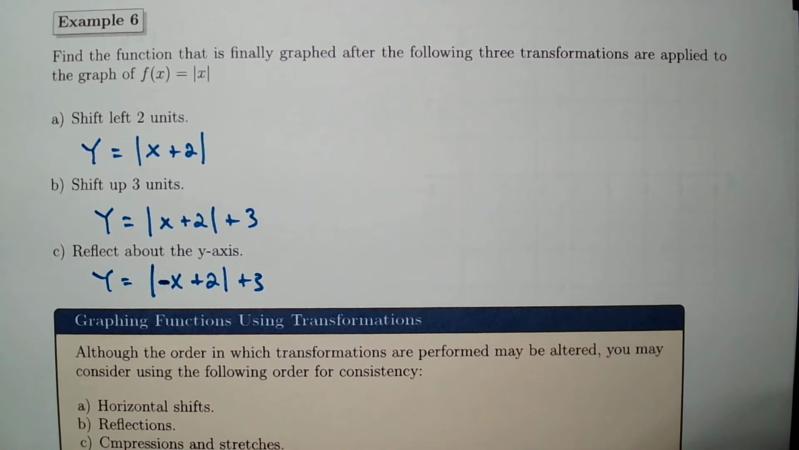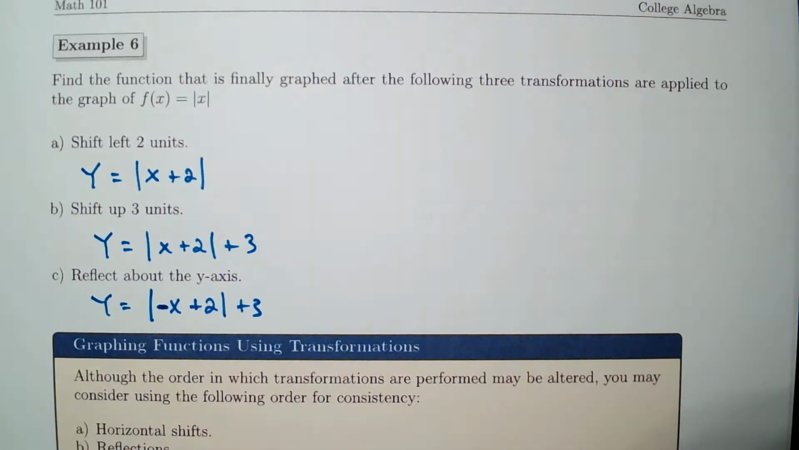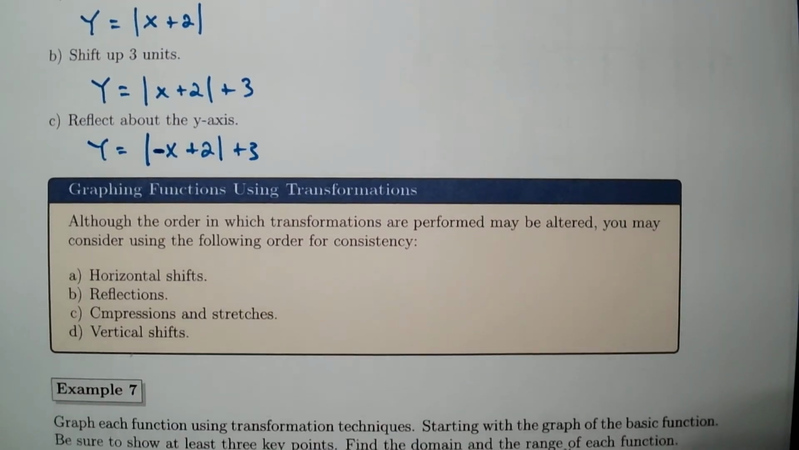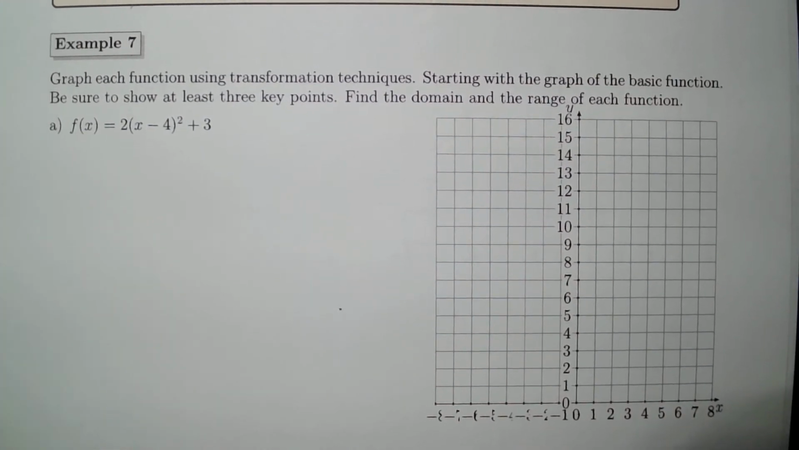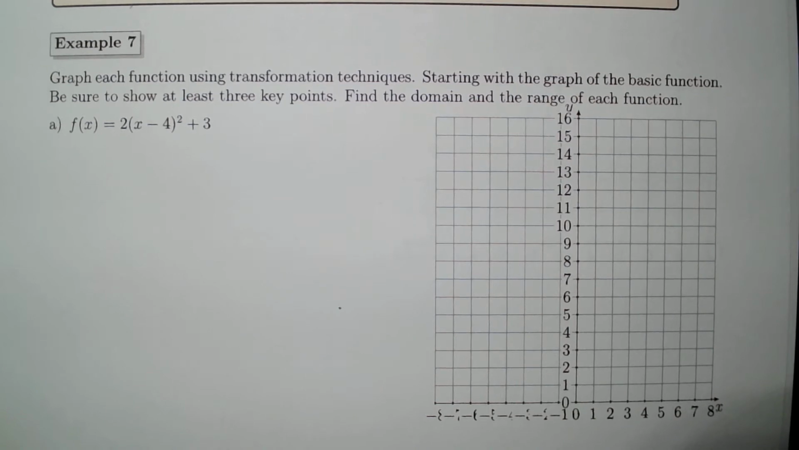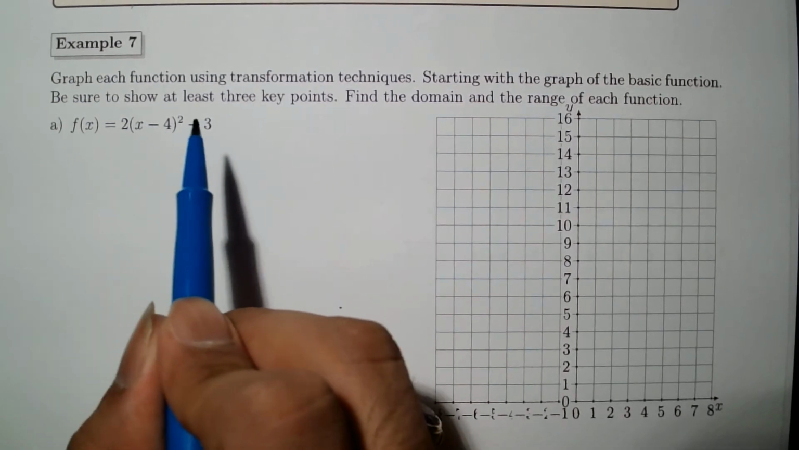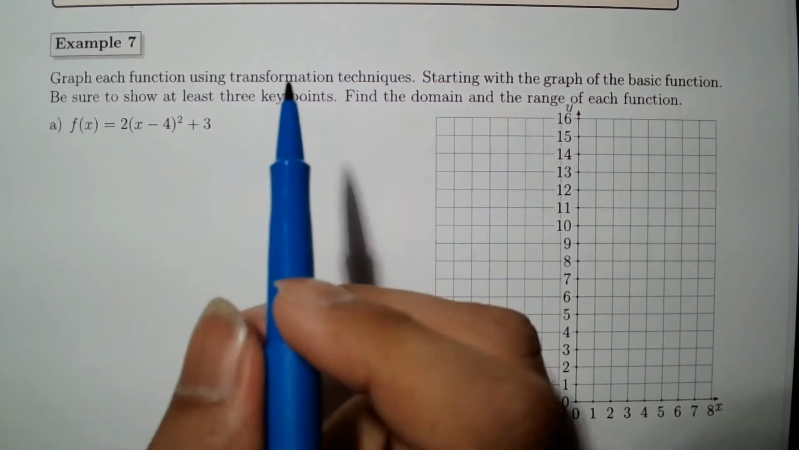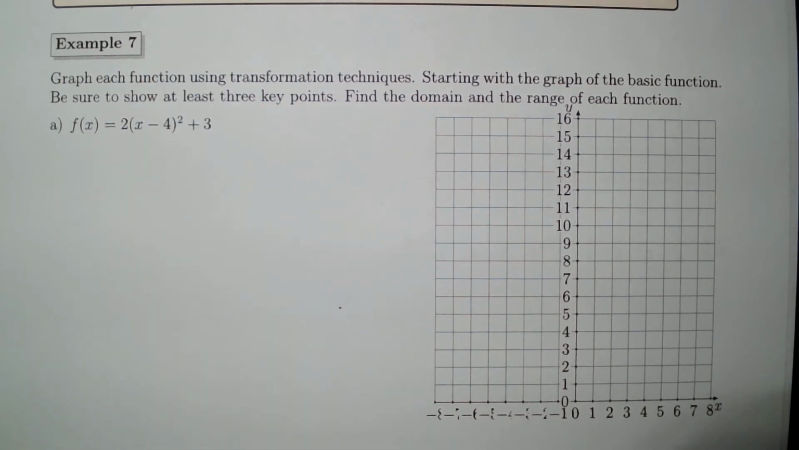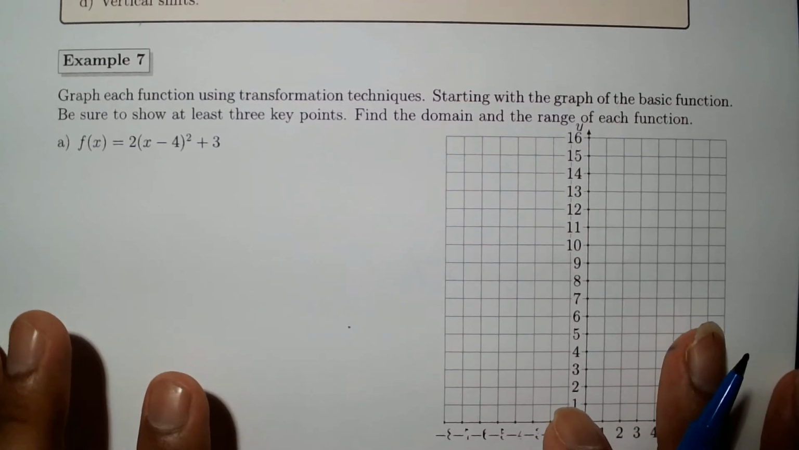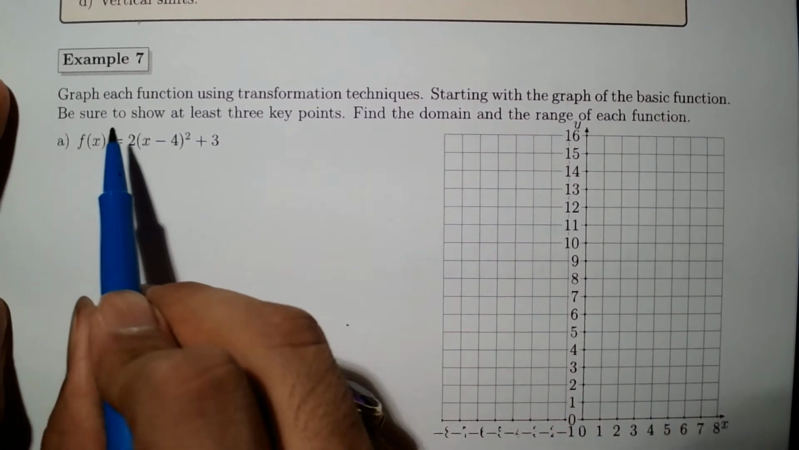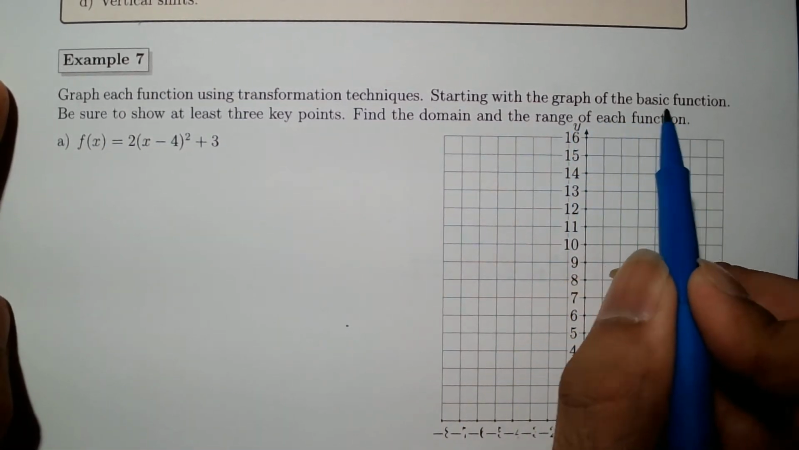All right, so let's see. Graphing functions doing more than one transformation, not like the ones we did in the first examples in which we went one transformation at a time with only one operation at a time. Now we are going to combine this.